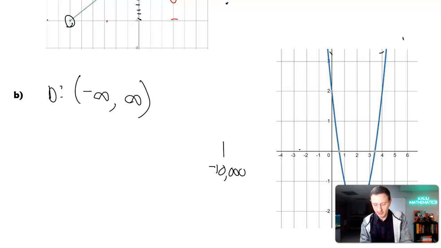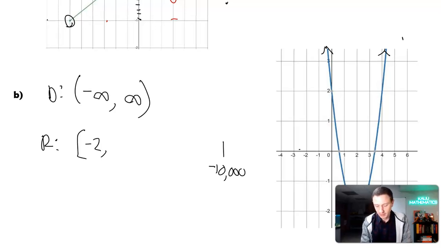Let's take a look at the range. So the range is the y values. And again, this is going to go on forever and ever. So the range is, where does it start if we're looking at it from bottom to top? It bottoms out here at the y value of negative 2. So I'm going to put a bracket at negative 2 because it bottoms out right there. It doesn't exist below negative 2.